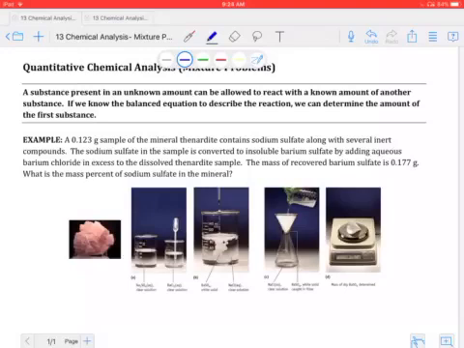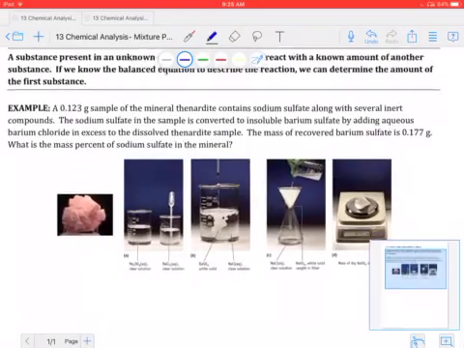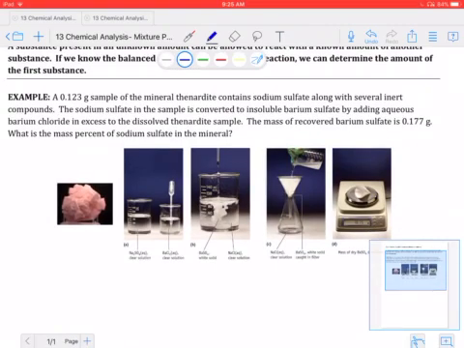So we'll just do this example here. In this example, I have a mineral, and the mineral is thenardite, and it has sodium sulfate in it, along with other inert compounds. The inert compounds are important for us because inert just means that it's other stuff. It's not going to react with anything or interact with anything.